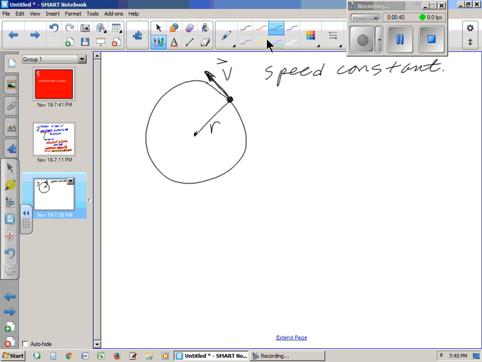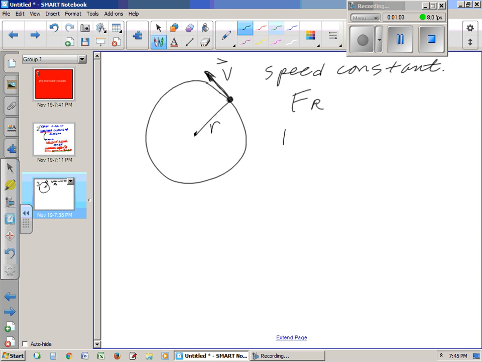To make something go in uniform circular motion, we need what's called a radial force. That would be a force pointing from the object straight in toward the center of the circle. There are many types of radial force. There's no such thing as a radial force by itself. It has to be some other real force that we've talked about, a number of those before.